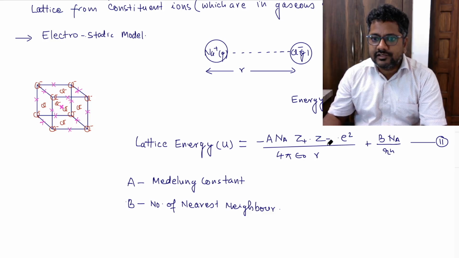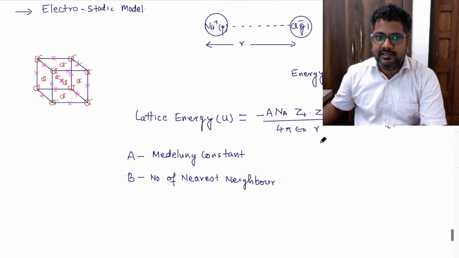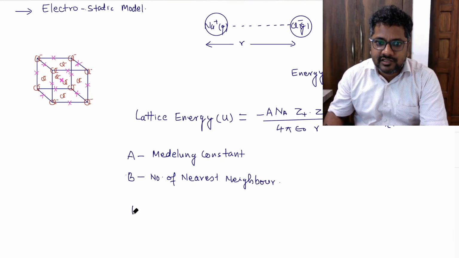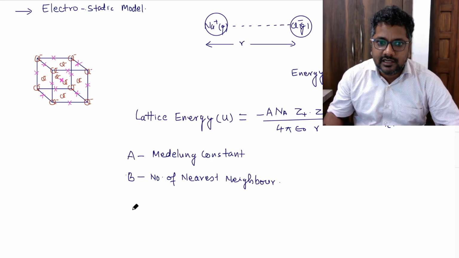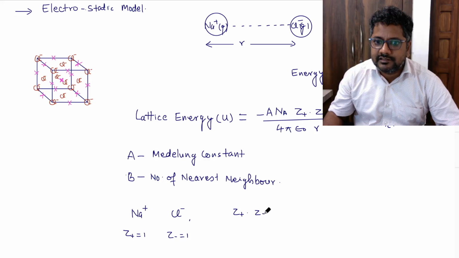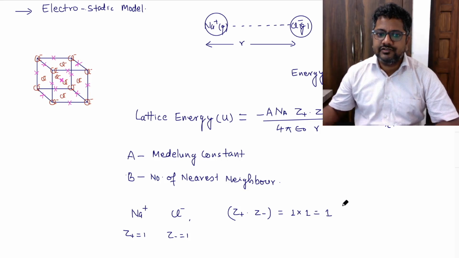Okay, the rest of the things are known. Now what is this Z plus Z minus? Suppose you have a crystal like sodium chloride, with a uni-positive and a uni-negative ion. So Z plus is equal to 1 and Z minus is equal to 1. So for sodium chloride, Z plus into Z minus is equal to 1 into 1, which is 1.